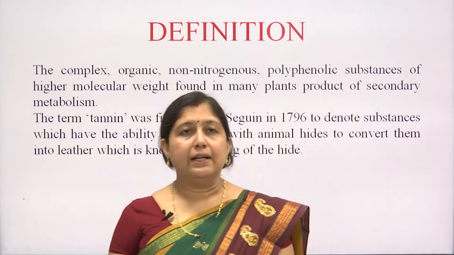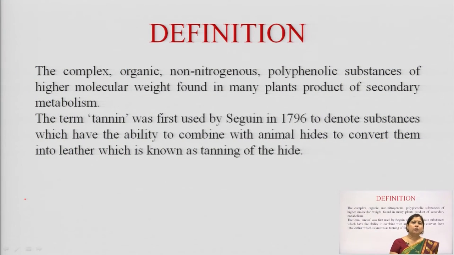So, if I talk about the tannins, what are tannins actually? Tannins are basically again a polyphenolic structure just like the flavonoids, but they are slightly different. We can call many of the flavonoidal structures tannins as well, depending upon the properties, but there are a few differences. If I define tannin, the first thing is that it is a complex organic structure and it is completely non-nitrogenous in nature. It does not contain any nitrogen in its structure. That is the first requirement for a substance to be a tannin.